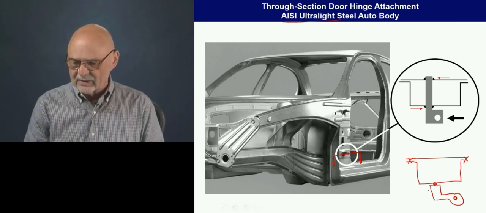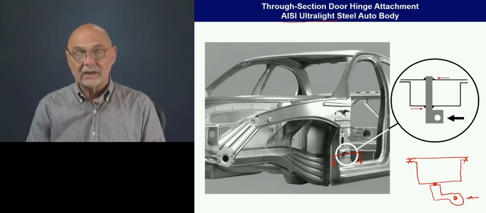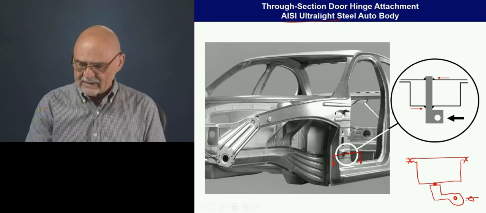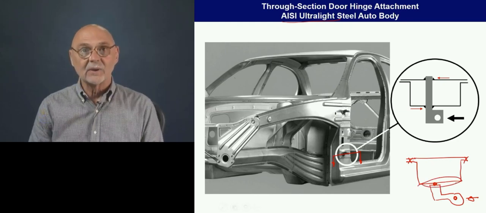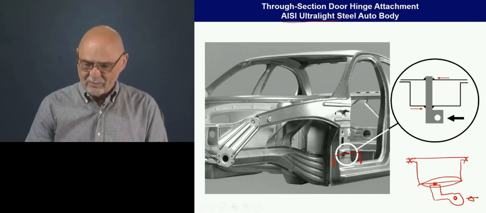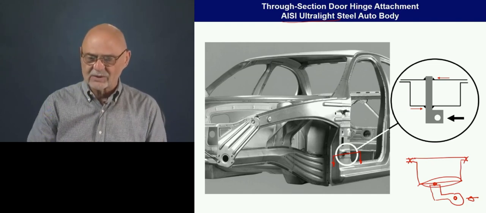So it's hooks on here, and we're applying a large load here from the door. As we apply that load, that can distort this section back and forth. Okay, so that's an example again of a point load coming into a thin wall section.